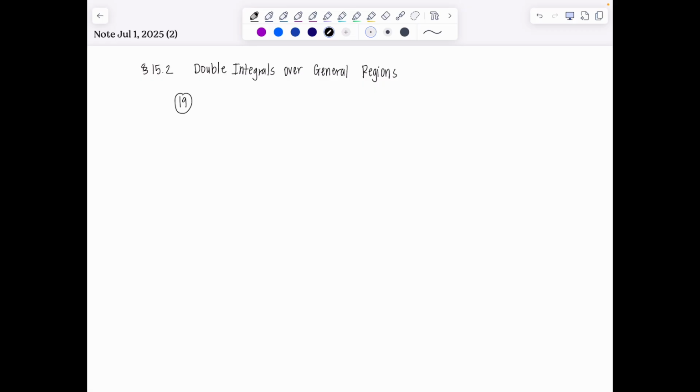Okay, set up iterated integrals for both orders of integration and then evaluate whichever one's easier and explain why. So double integral over D of y dA, and D is bounded by y equals x minus 2. Am I doing the wrong one?